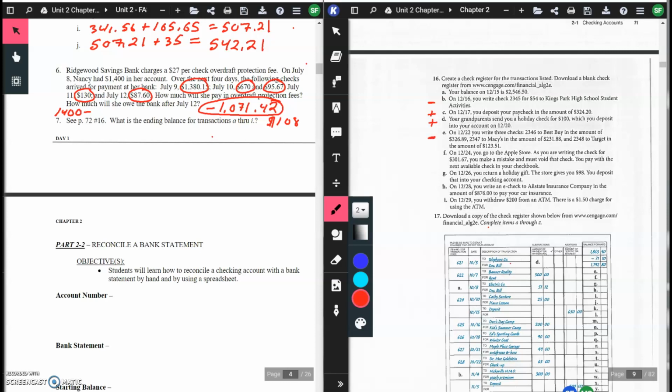So that's going to be a deduction. On 12/24, you go to the Apple Store. As you're writing a check for $301, you make a mistake and must void the check. You pay with the next available check in your checkbook. Okay, so that's going to be a subtraction. On 12/26, you return a holiday gift, and the store gives you $98. You deposit that, okay, for a refund. On 12/28, you write an e-check. Okay, you're writing a check. That's a subtraction. And on 12/29, you withdraw $200 from your ATM with a charge. That's going to be a subtraction. Okay, so I just wanted to kind of give you an idea. You can do that in here off to the side, all right, but that's just another example of your check register. Okay, just a running total of your balance.